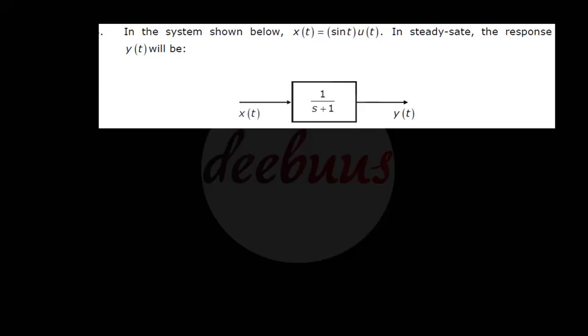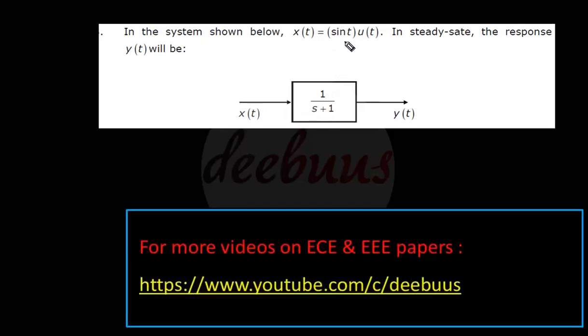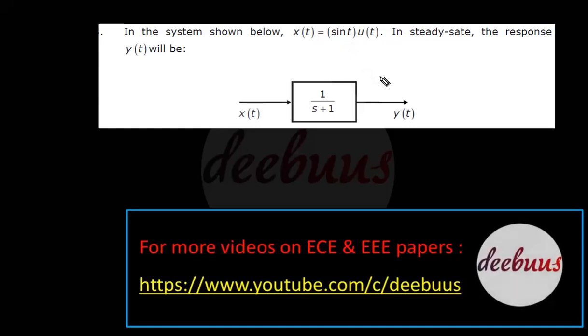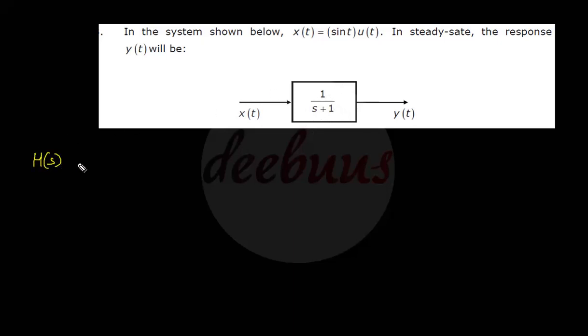In the system shown below, x of t equals sin t u of t. In steady state, the response y of t will be. So this is basically a linear system. That means if we apply a sinusoidal input, we must obtain a sinusoidal output. That property of a sinusoidal input signal is called sinusoidal fidelity, right? So we have to evaluate the magnitude function and the phase function offered by this system.